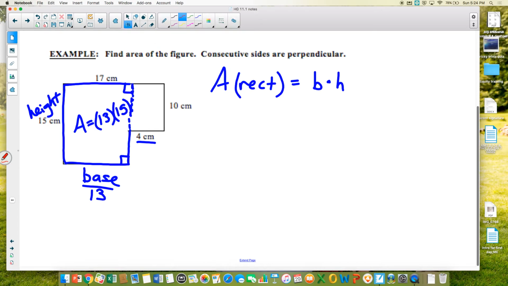And if we switch colors, we need to find the area of this red rectangle. Again, we have to refer to a base and a height. The base of this one we'll go with is 4. Therefore, the height of this red rectangle is going to be 10. So the area is equal to 4 times 10.